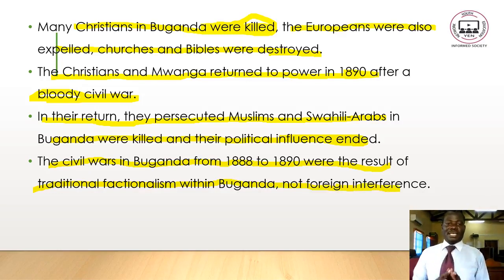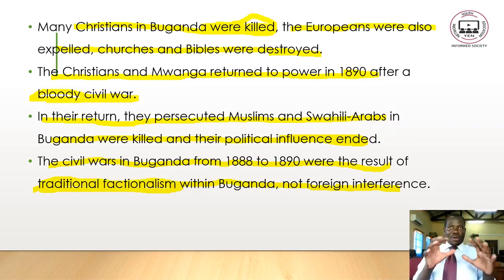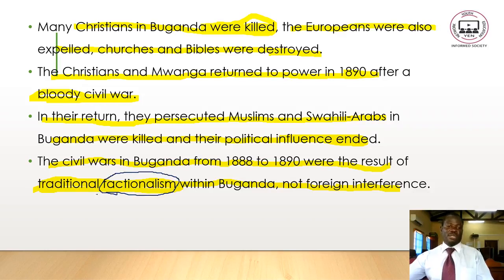Yeah, so what we are saying is that there were those civil wars, the unrest between 1888 and 1890. Basically, those civil wars were because of traditional factionalism. That is, people were more associated to their traditions than other people. As we have said, Buganda was big, therefore there were factions, there were traditional divisions. A faction is a division. So traditional factionalism means it was because of traditional divisions.